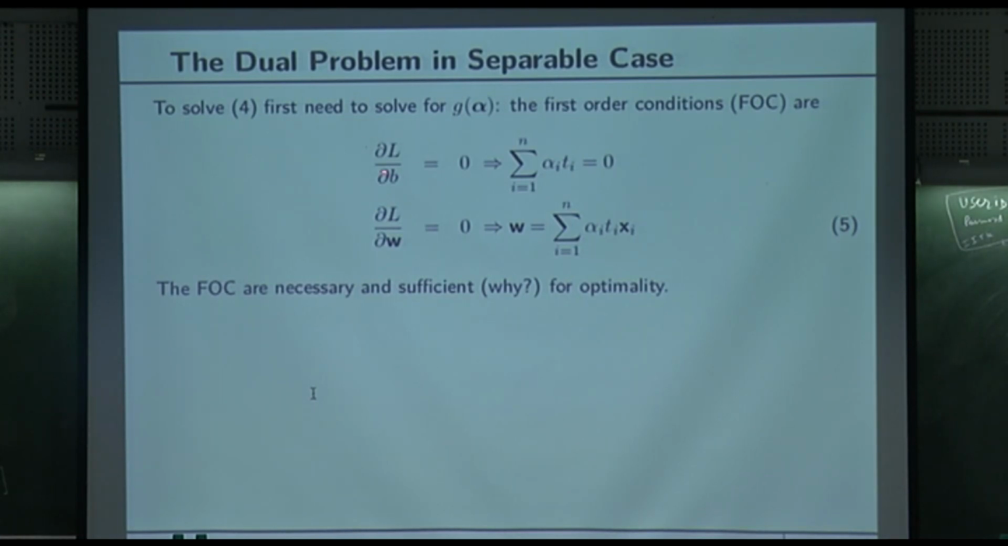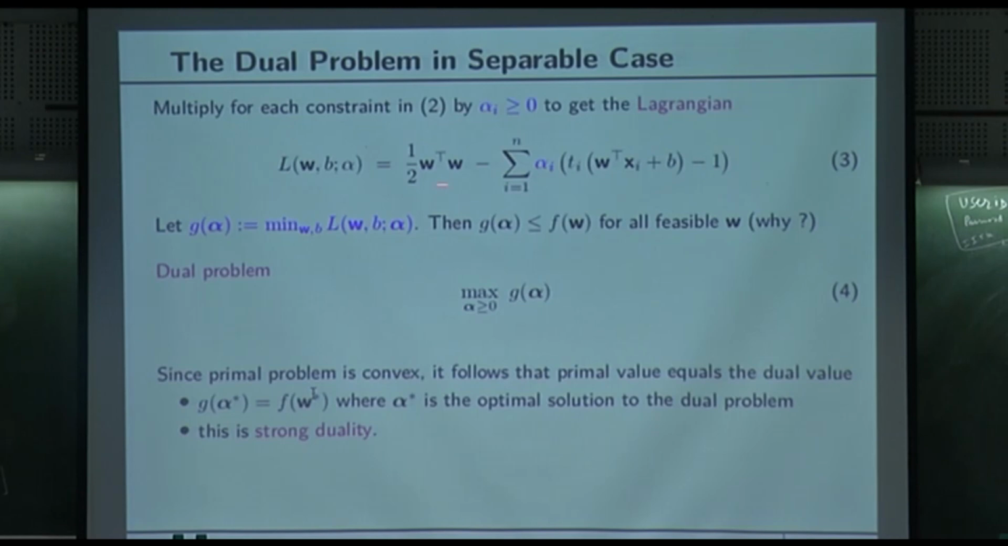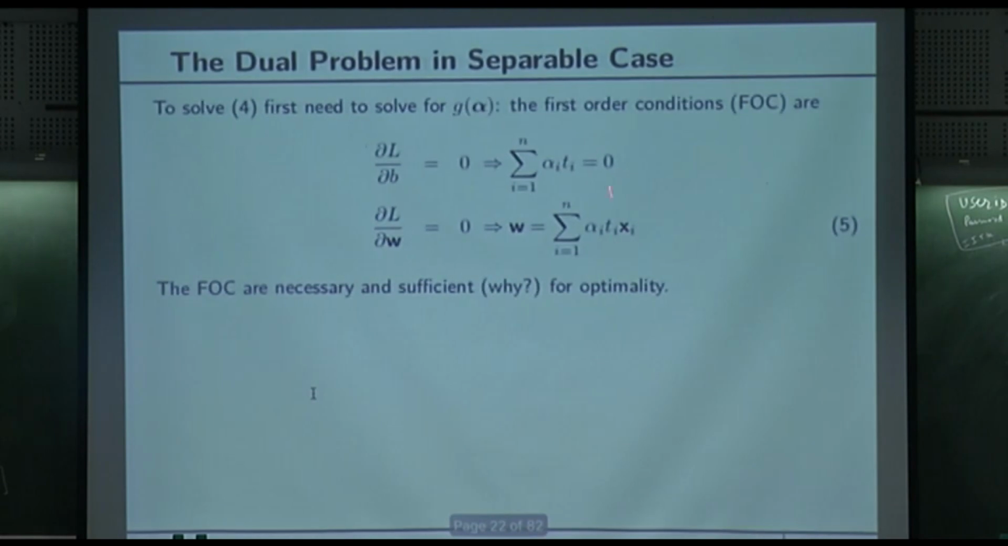So let's take the partial derivative of L with respect to b. You will get this expression: the sum of alpha_i t_i must be equal to 0. Where do you get that from? If you look at this expression and take the derivative with respect to b, the coefficient of b is alpha_i t_i. You take the derivative with respect to b, this disappears, and you just have the sum of alpha_i t_i must be equal to 0.